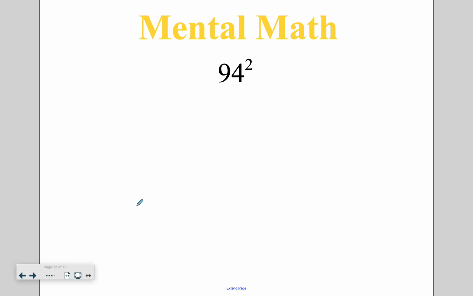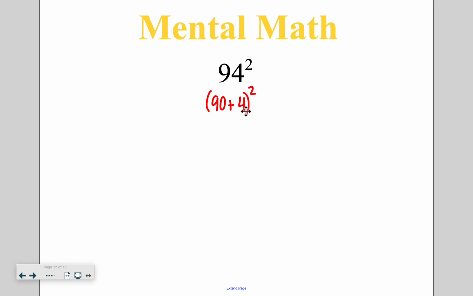So when we break this down, we want to break 94 into pieces that are much easier for us to square. So I'm going to break it down into 90 and 4. The reason I use 90 and 4 is because then I have a 0, and 0 squared is going to be really easy for us.